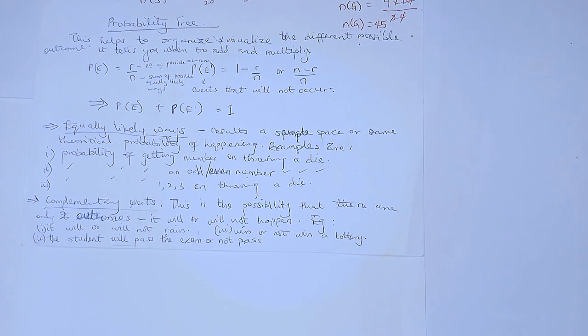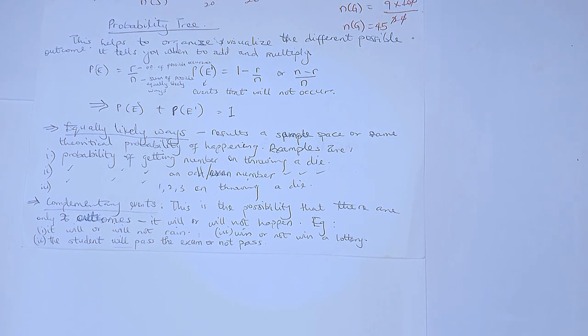Now, for example, you are given that the probability of an event happening is equal to R over N, where R stands for the number of possible outcomes, and N, the sum of possible equally likely ways. What that means is that R stands for the number of favorable outcomes, and N stands for the total number of outcomes. And then you are asked, what is the probability that this event is likely not to happen? Emphasis on not to happen.